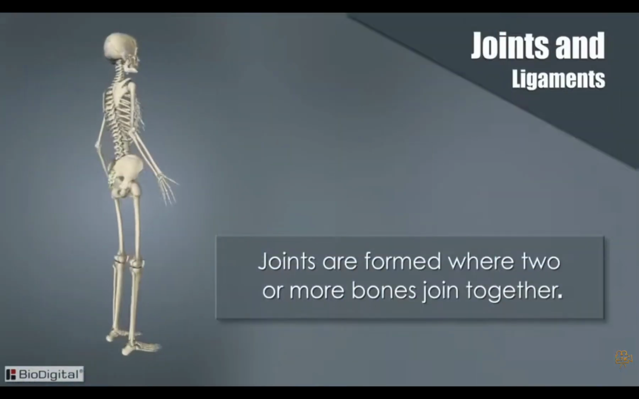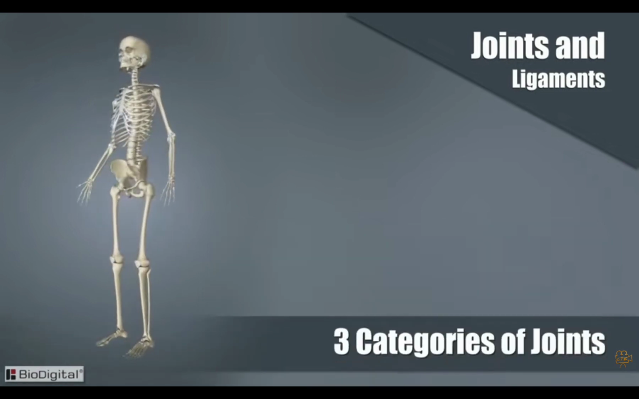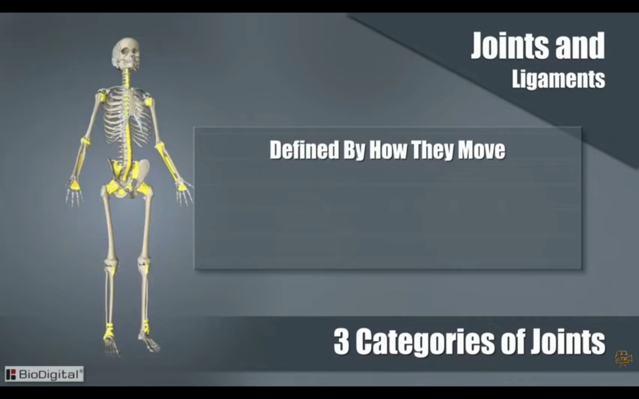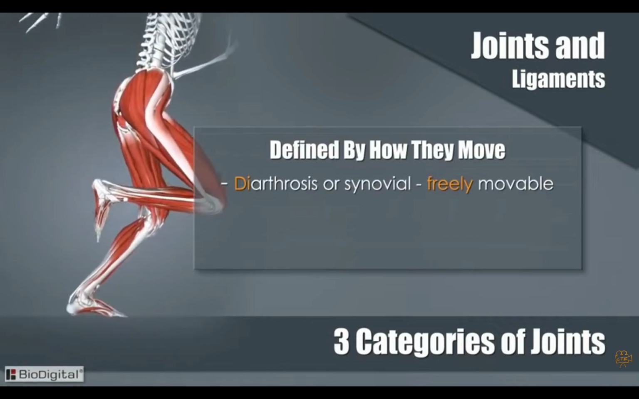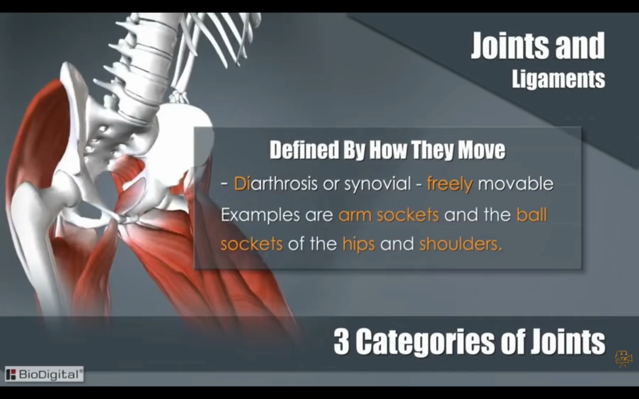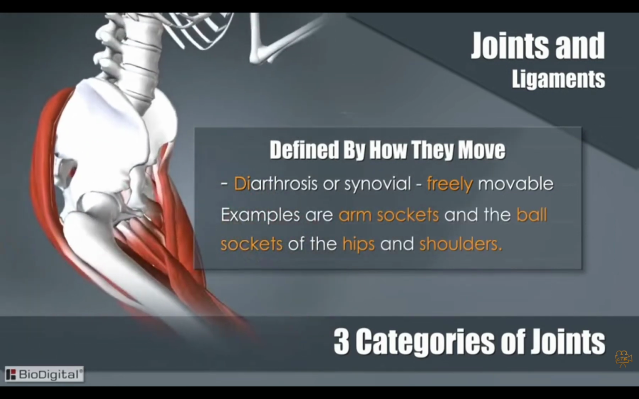Joints are formed where 2 or more bones are joined together. The joints are divided into 3 major categories defined as to how these joints move. Diarthrosis, or synovial, means freely movable. An example would be the arm socket, or the ball and socket of shoulder and hips.